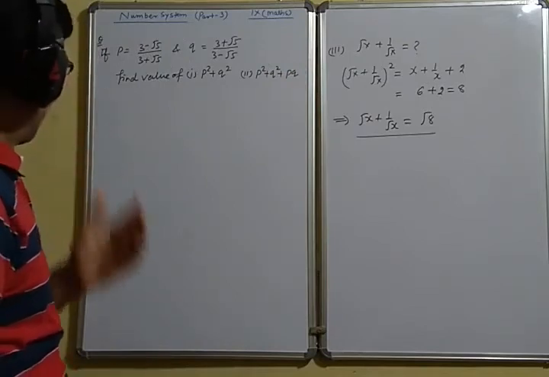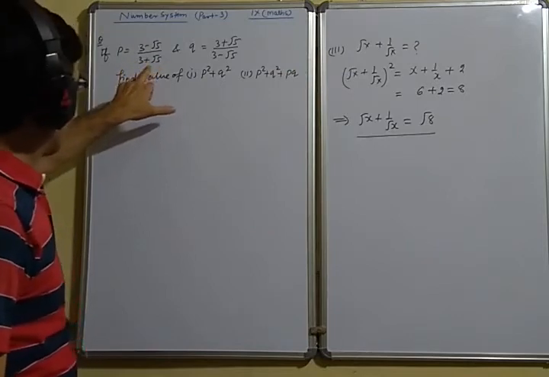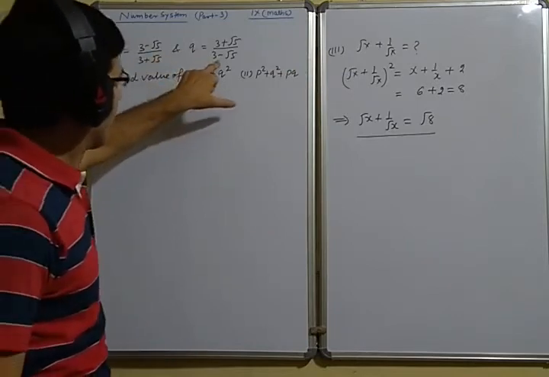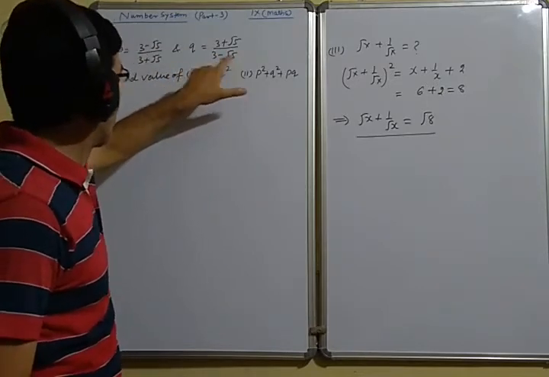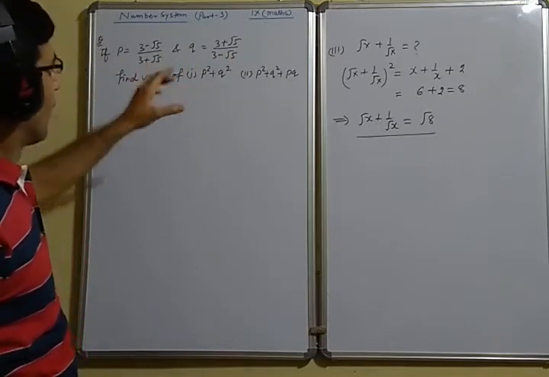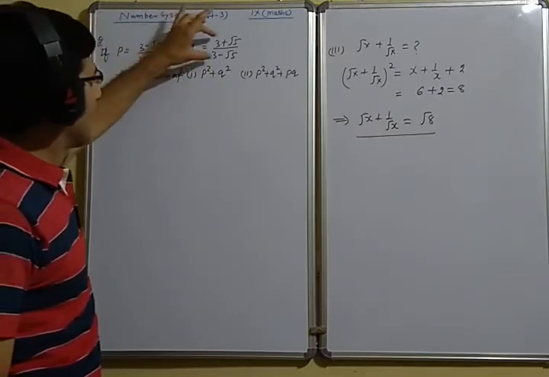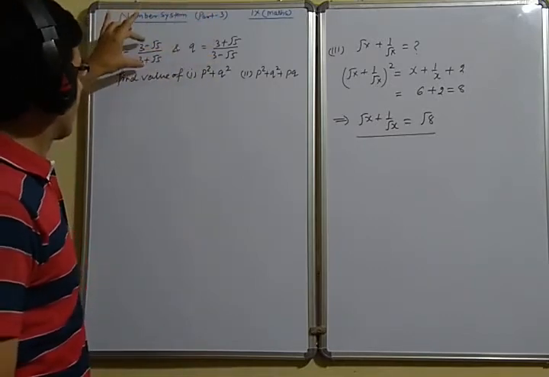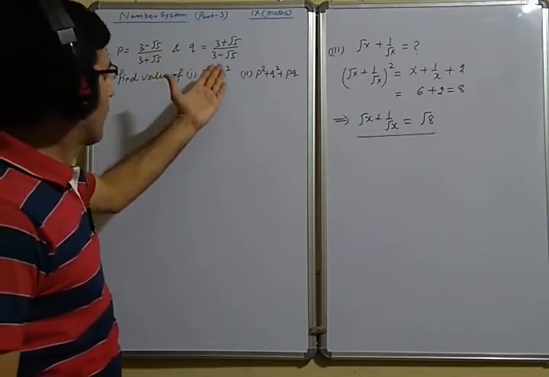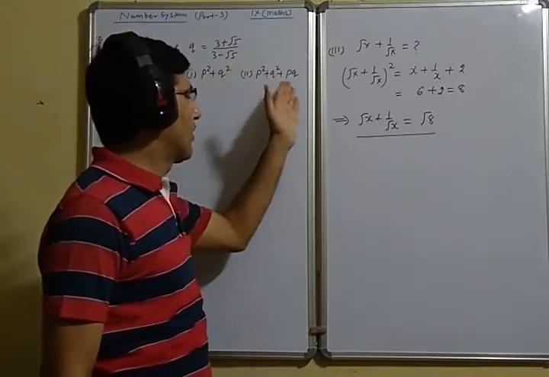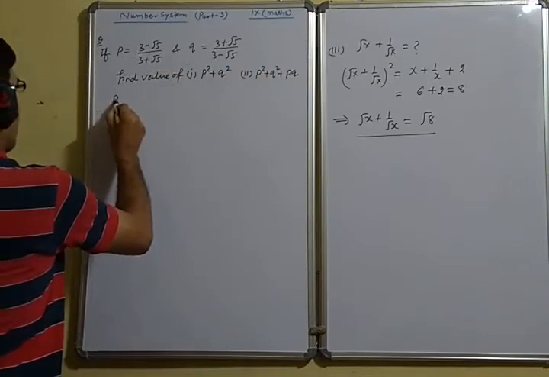Now a little bit changes here because the rationalizing factor of 3 plus root 5 is 3 minus root 5, and the rationalizing factor of 3 minus root 5 is 3 plus root 5. To simplify, you can rationalize each separately, p and q. Then you can find out p square and q square, and the second one also you can find out. But it is better to use another approach: first you find p plus q.